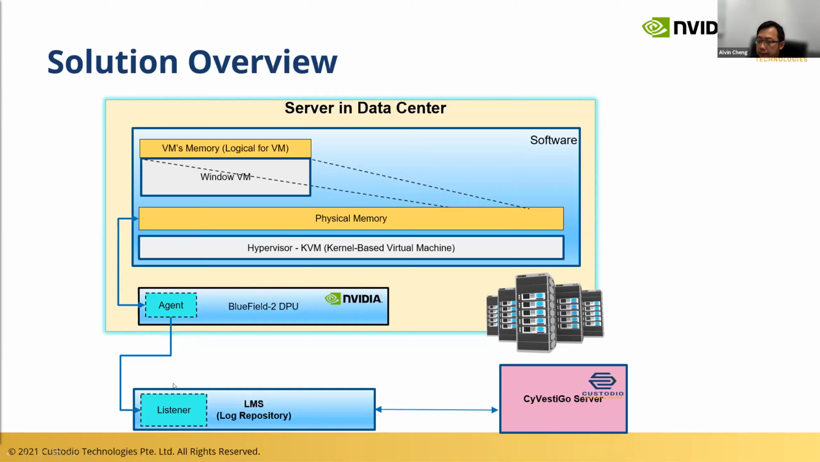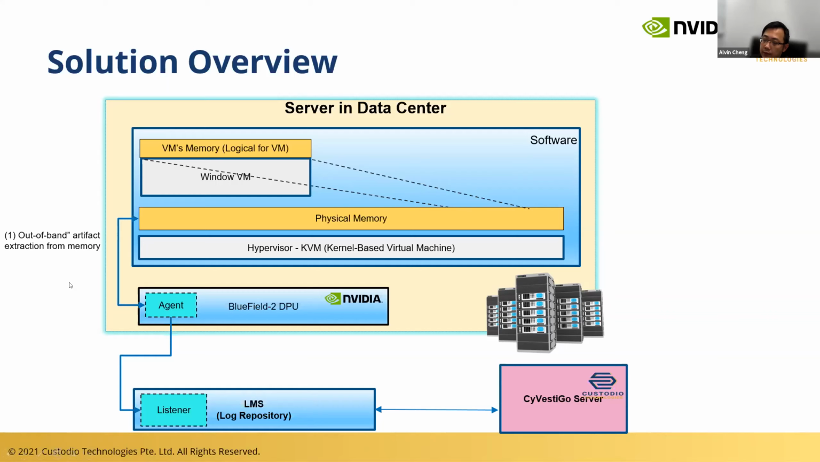On the bottom, you see there is a log repository. Okay, this can be a log management solutions. Okay, or database. We have a listener here at the bottom in the LMS that is going to listen and collect logs from the DPU agent. And once this logs is created by the agent, it is going to be pumped into Custodio or extracted by Custodio to actually generate the security findings. The flow is as such.